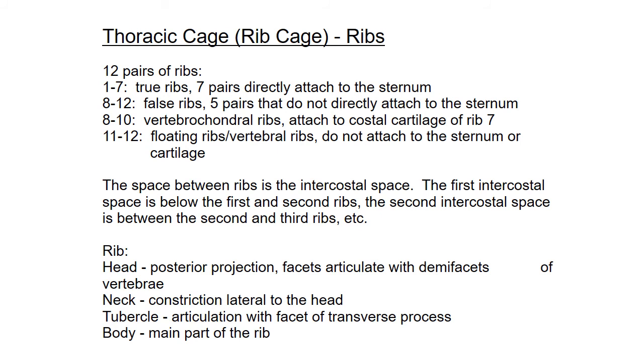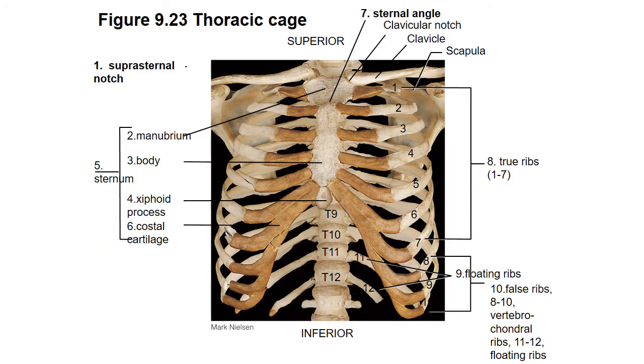The space between the ribs is called the intercostal space. The first intercostal space is between the first and second ribs. The second intercostal space is between the second and third ribs, etc. In the ribs, there's a posterior projection. The facets articulate with demifacets of the vertebrae. The neck is a constriction that's lateral to the head. A tubercle articulates with the facet of the transverse process, and the body is the main part of the rib. And I'm going to show you these things in a little video also. So, next slide.